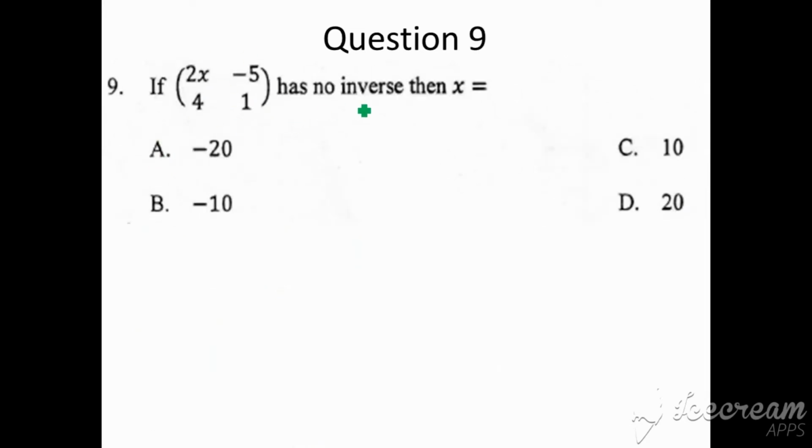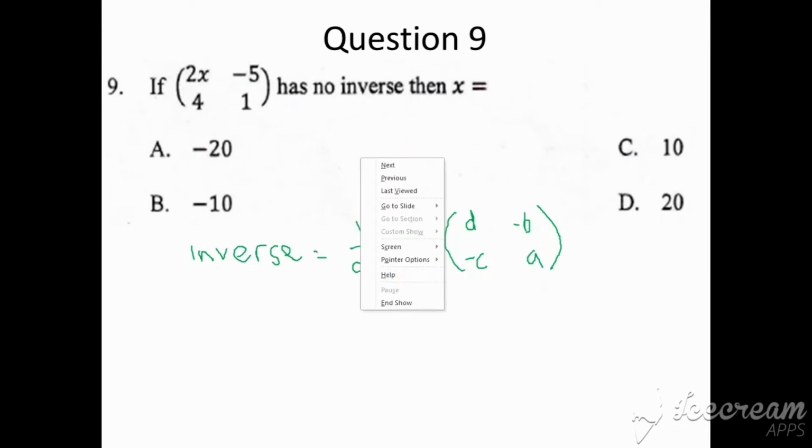If this matrix has no inverse, okay, so first you have to know the formula of inverse matrix is 1 over AD minus BC, then D, A, negative B, negative C. If you say a matrix does not have any inverse, that means AD minus BC is equal to 0, because 1 over 0 is an error. So this does not exist. So AD minus BC equals 0.